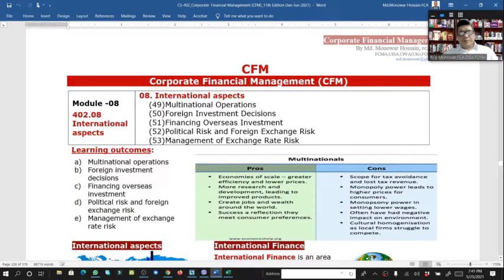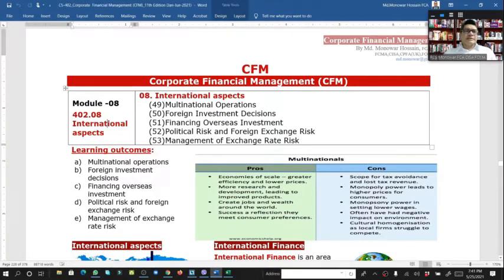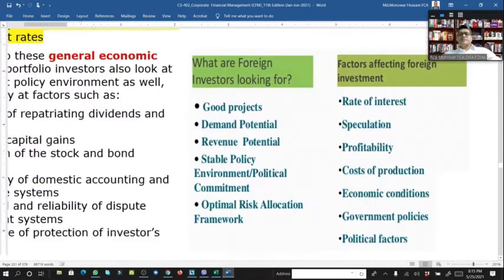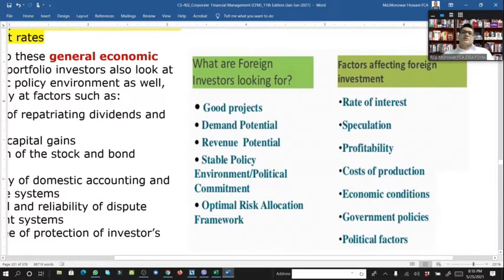We are in corporate financial management, and today we'll discuss the international aspects. This is the last chapter of our syllabus. What is a foreign investor looking for? A good project, demand potential, revenue potential, a stable policy environment, political and also government commitment, and an optimal risk allocation framework.